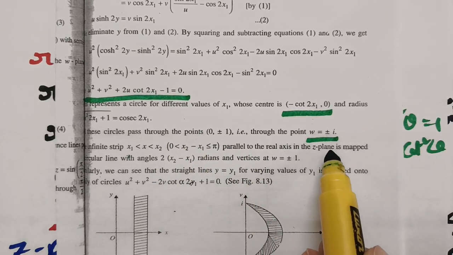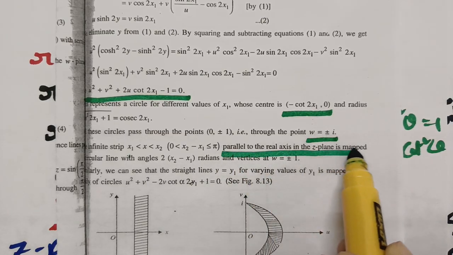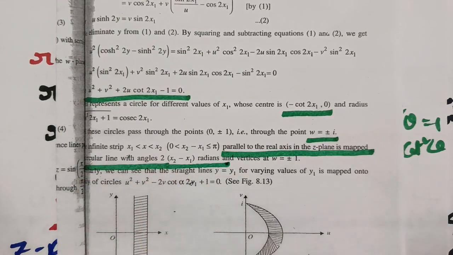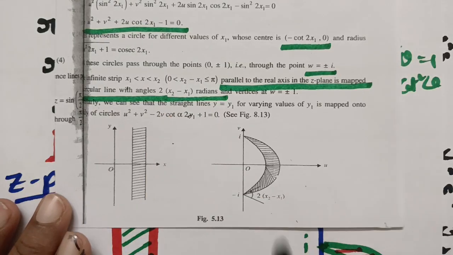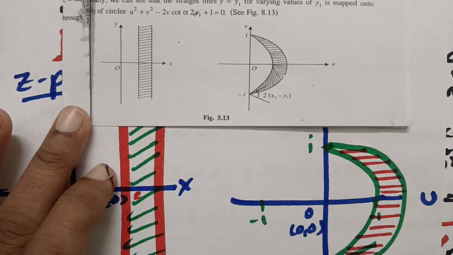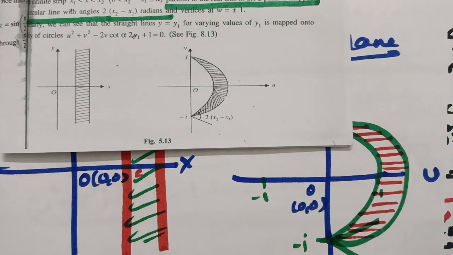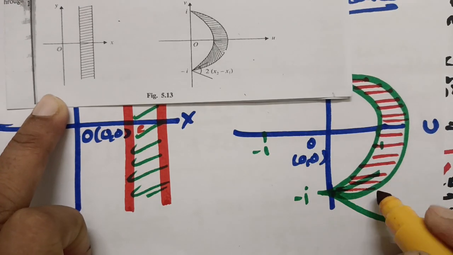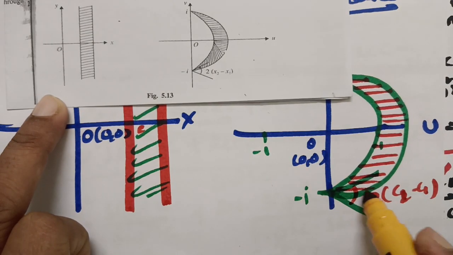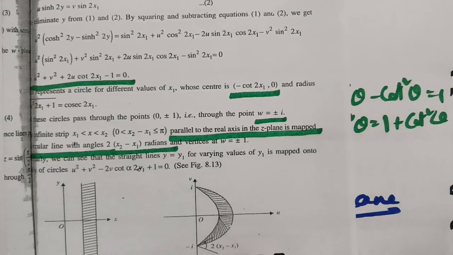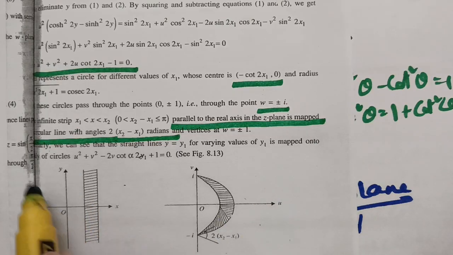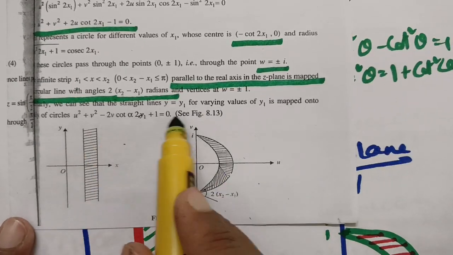The line parallel to the real axis in the z plane is mapped to a circular arc with an angle. See here the angle made by this is 2 times of c2 minus c1. If I take two constants, this will be the theta value. And the vertices are w is equal to plus or minus i. So here is the clarity given for this equation.